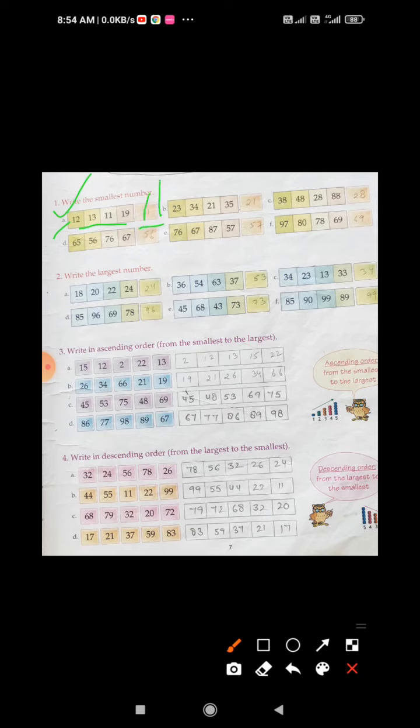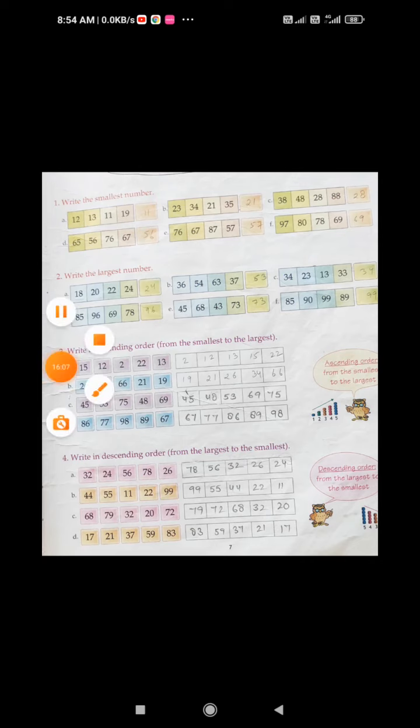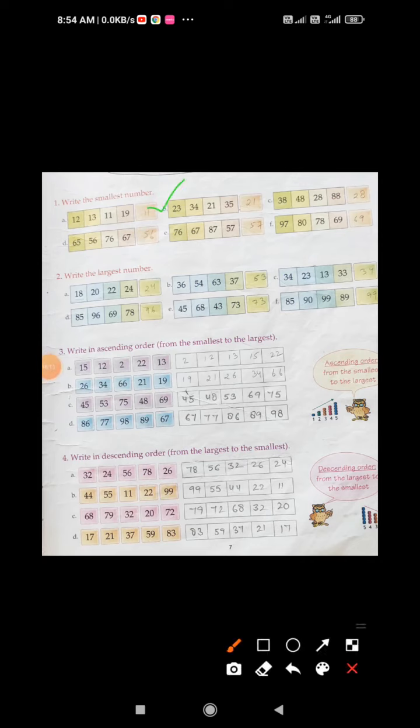Now B part, 23, 24, 34, 21 and 35 are given and here you can see the smallest number is 21, write here 21. Now in C part, 38, 48, 28 and 88 are given and the smallest number is 28, write in the box 28. Like this you do this part yourself.